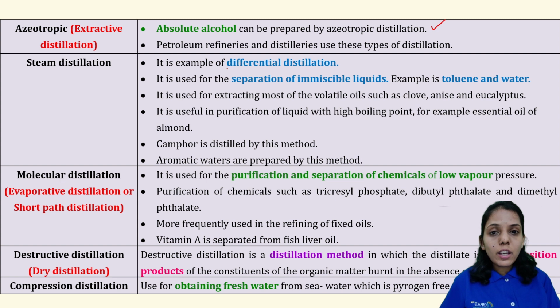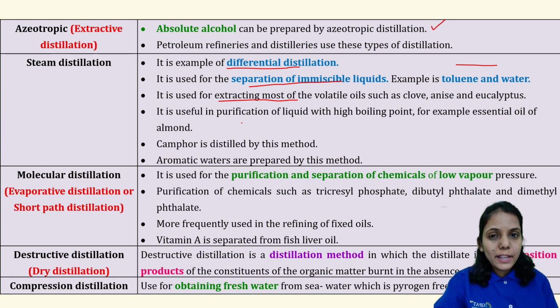Steam distillation is an example of differential distillation, which we have seen previously. It is used for the separation of immiscible liquids, the liquids which cannot be mixed together. Examples are toluene and water, which, since they have a difference in boiling point, can be separated by steam distillation. It is used for extracting most of the volatile oils. As seen earlier, volatile oils like clove, anise and eucalyptus oil can be easily separated using these techniques. It is useful in purification of liquids with high boiling point.